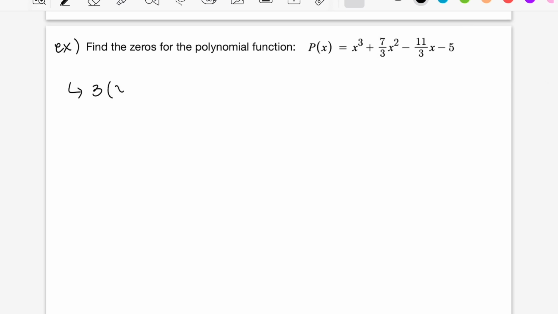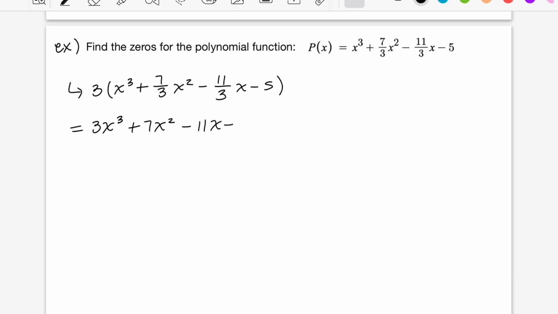We can multiply our polynomial function by some number, and it'll be the common denominator that we find between our fractional coefficients here. And the reason being is because when we distribute this common denominator, in this case this 3, to every single term here, we'll get 3x cubed plus 7x squared minus 11x minus 5. And so what that did was it got rid of our fractional coefficients here. And so now we just have integer coefficients and our rational zeros theorem applies.